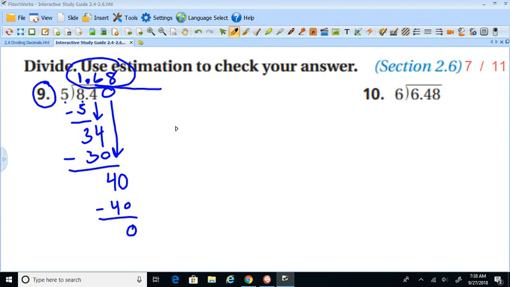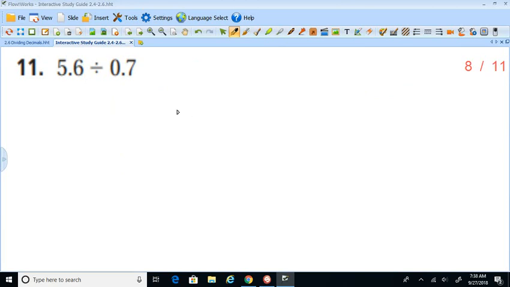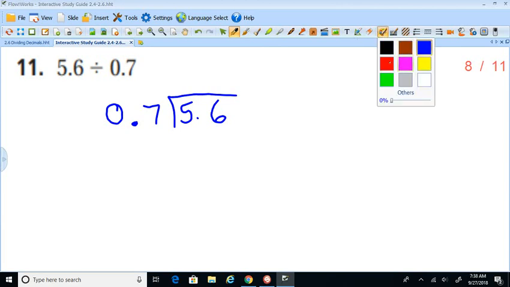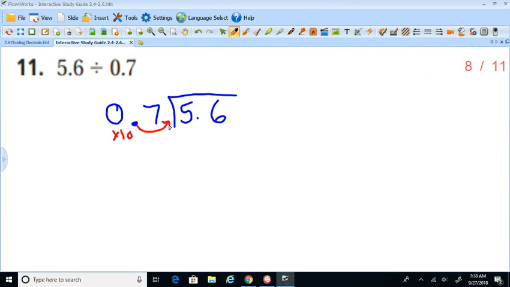Number 11, 5.6 divided by 0.7. So you can see how I went from the division symbol and used the division little house symbol. Now we do have a decimal in our divisor, and we don't ever want a decimal in our divisor. So as we learned in class, we are going to multiply our divisor by 10, which moves the decimal one place to the right. But whatever I do to my divisor, I must do the same exact thing to my dividend. So I'm going to multiply this whole thing by 10, which moves the decimal one place value to the right.